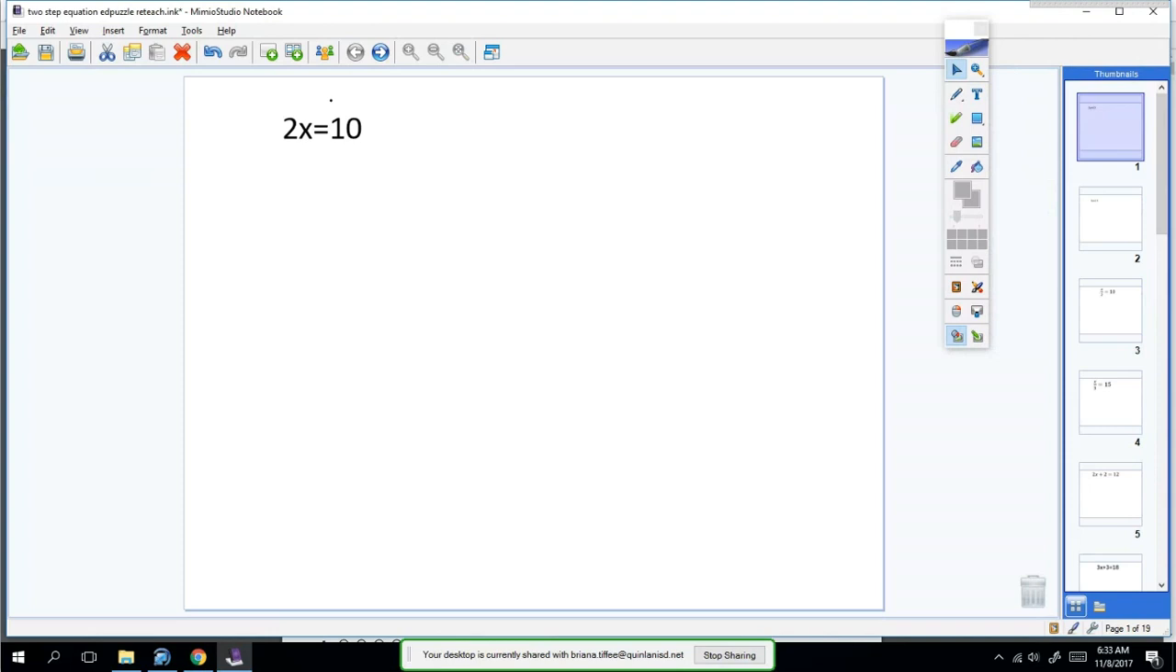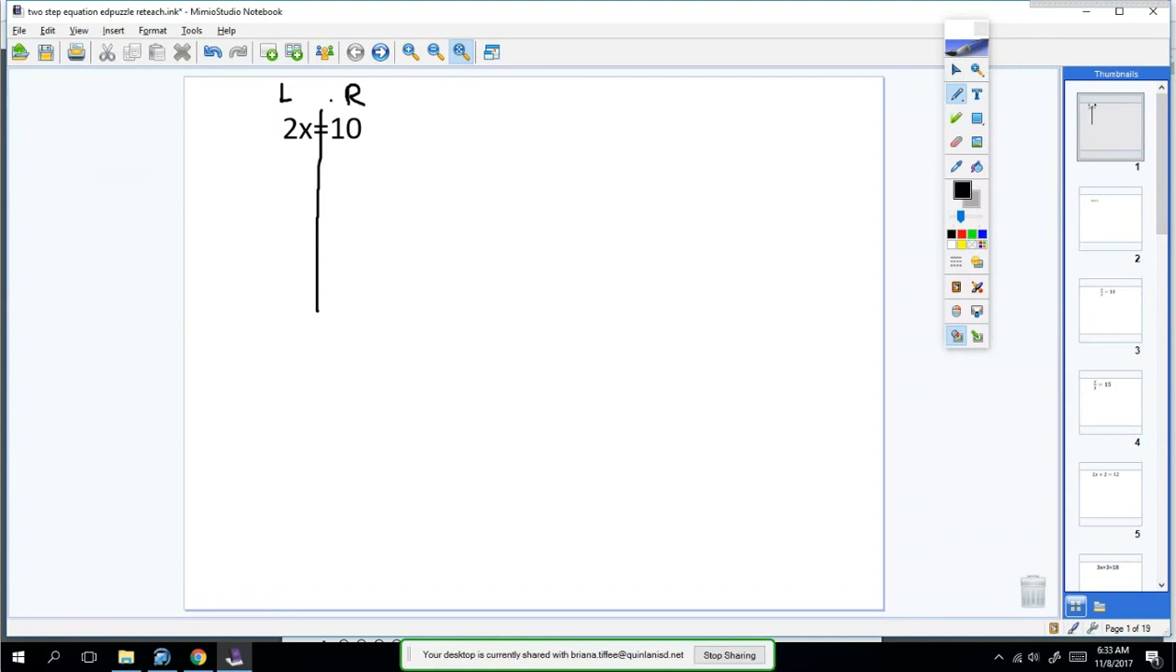Two-step equations. But before we get into two-step, we're going to do a quick one-step for the video. So the first one-step equation we have is 2x is equal to 10. Like any equation, you're going to draw a line down the middle of the equal sign. So you get a left side and you get a right side.